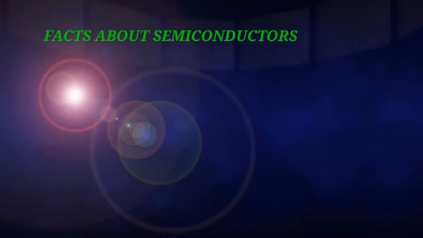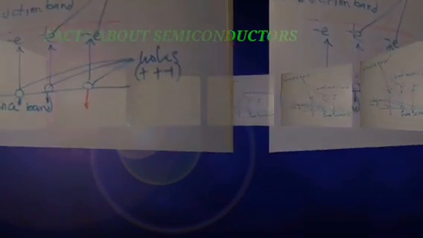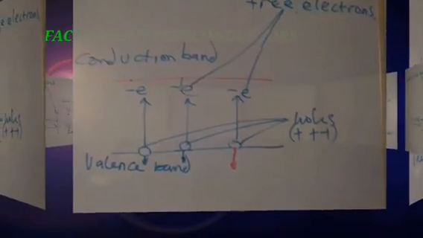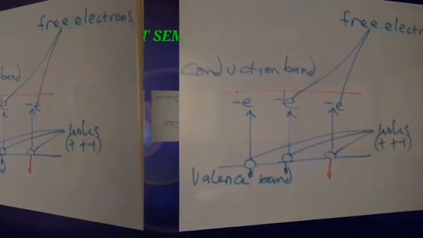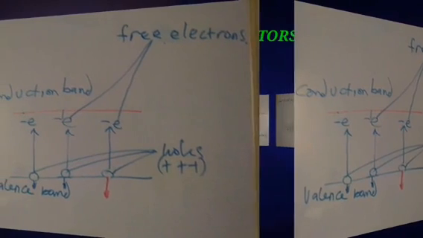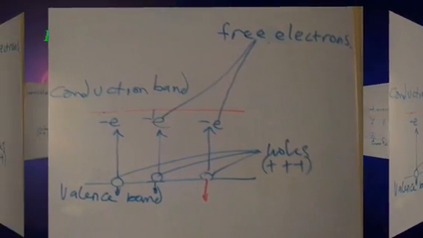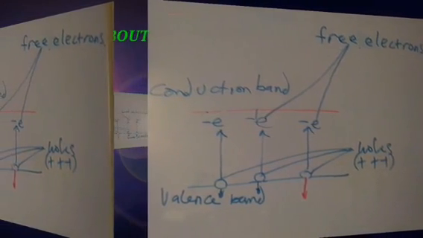Now look at the image we have here. This is how a semiconductor is viewed. A semiconductor is a material that contains two bands. These two bands are called the valence band and the conduction band. It is believed that at 0 Kelvin, or absolute zero temperature, the valence band is completely filled with the electrons required to be there, while the conduction band is empty.